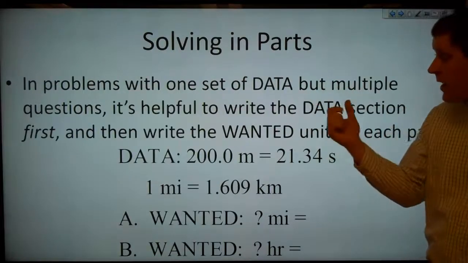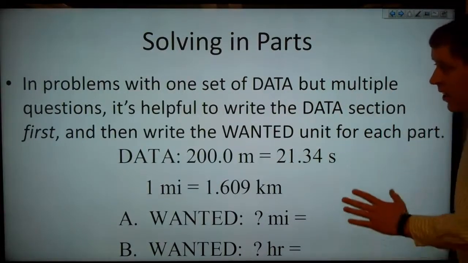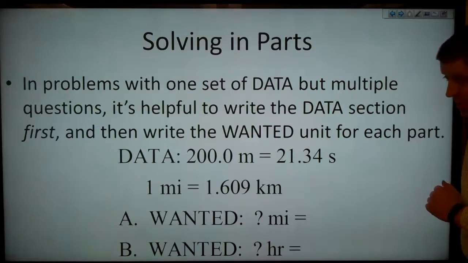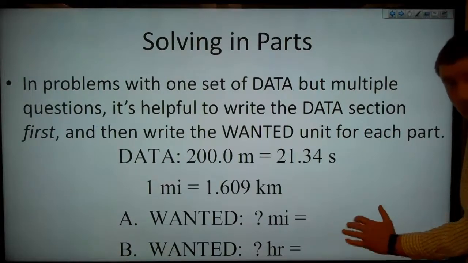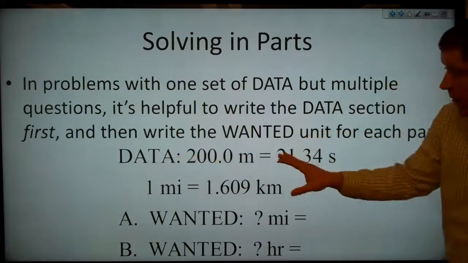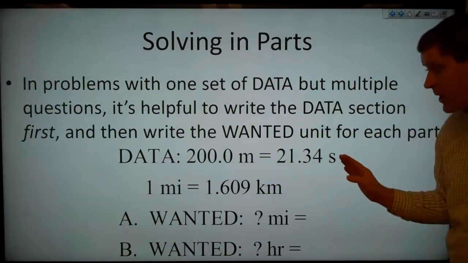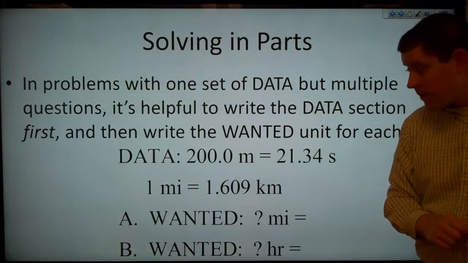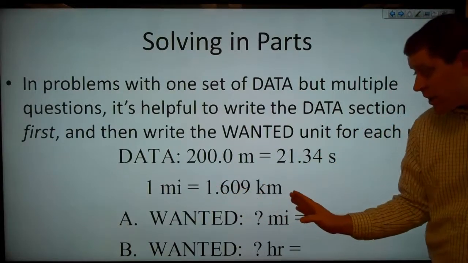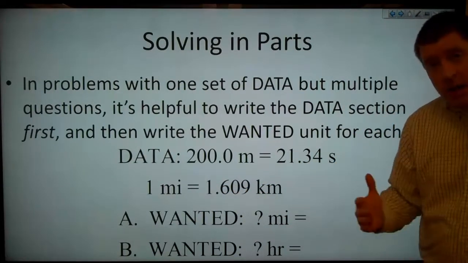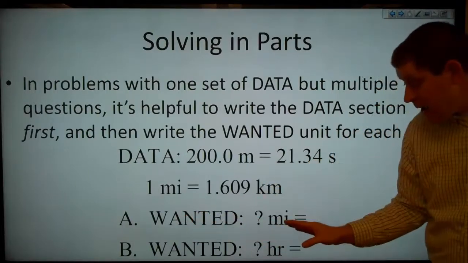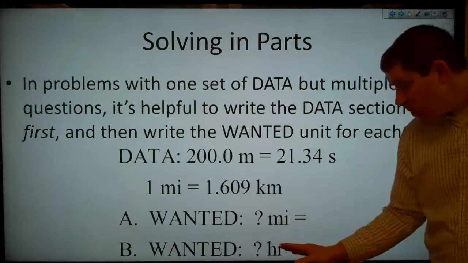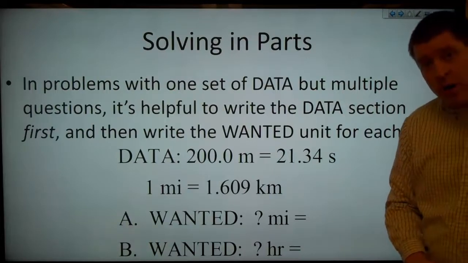So in problems with one set of data but multiple questions, it's often helpful to write the data section first and then write the wanted unit for each part. So I'm going to ignore C for the moment. We'll come back to that later. But we've got now our data, 200 meters is equal to 21.34 seconds because we know that she ran 200 meters in 21.34 seconds. We have 1 mile equals 1.609 kilometers because that's what we were given in parentheses. And then in part A, we want the number of miles that she ran in the race. And in part B, we want the number of hours that it took her to run the race.